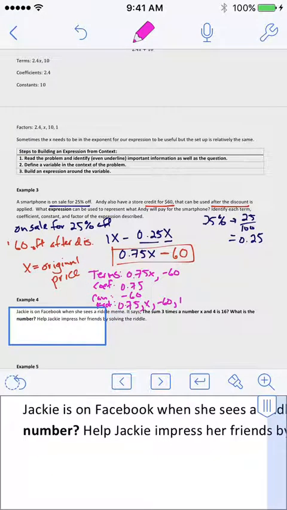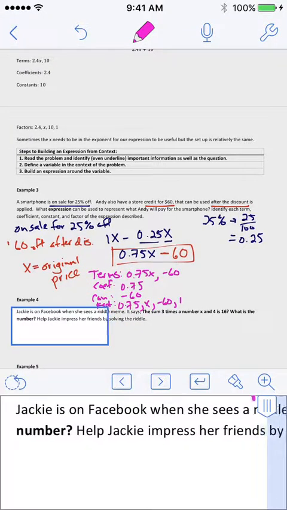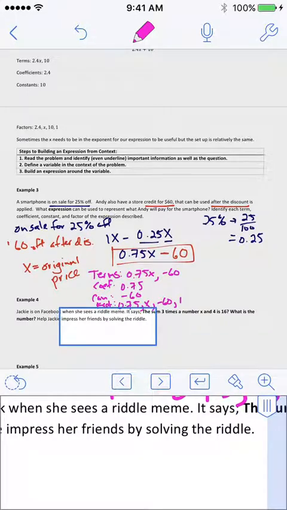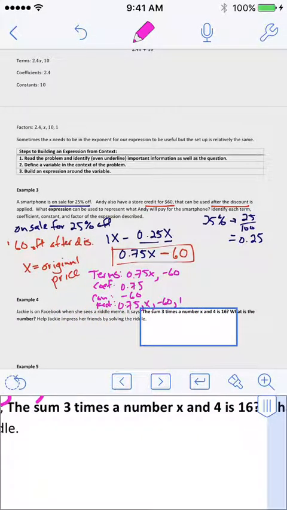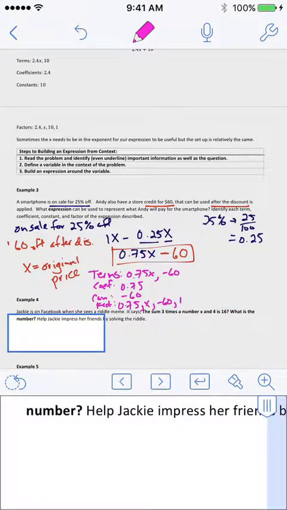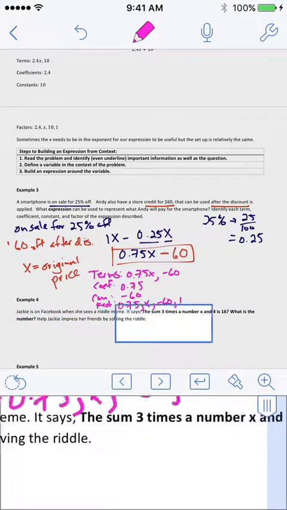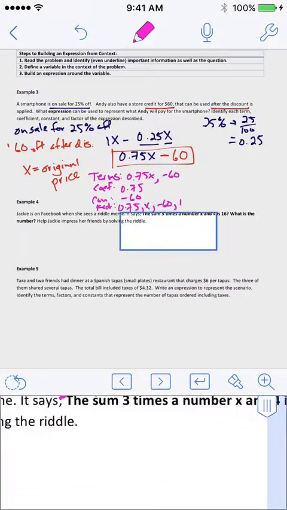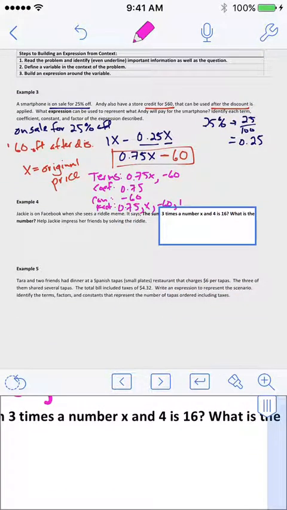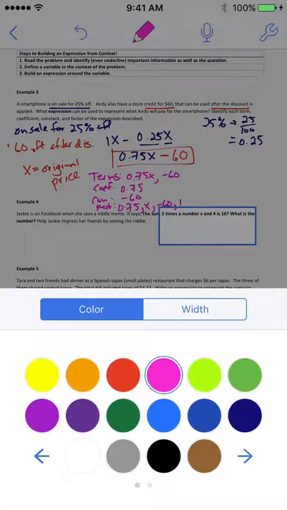Alright, example 4. Jackie is on Facebook when she sees a riddle meme. It says, the sum of 3 times the number, x, and 4 is 16. What is the number? Help Jackie impress her friends by solving the riddle. So this isn't quite an expression, but let's see if we can translate. This is more of a translate problem to kind of remind us how to do that from last time. So let's go ahead and translate this. I'm going to start underlining some stuff.